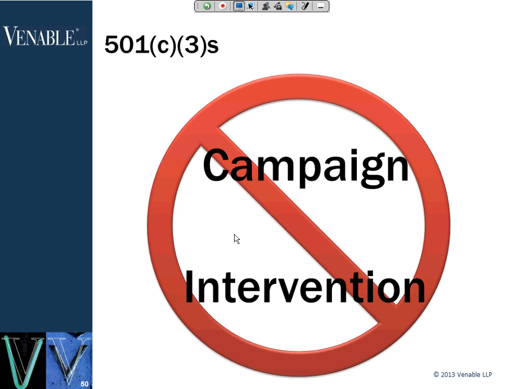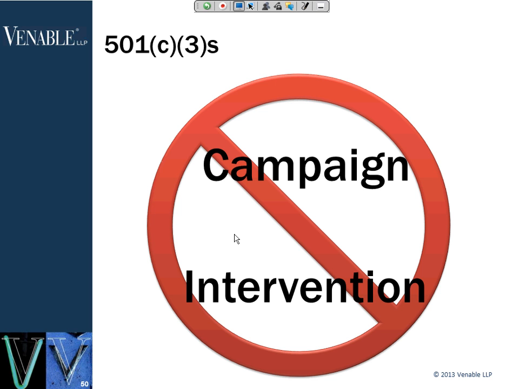Excise taxes could be imposed. Penalty taxes could be imposed on the organization, and in some cases, organization managers who have participated in making the decisions. There are still ways that a 501(c)(3) organization can be involved in election-related activity without running afoul of the ban on political campaign intervention.